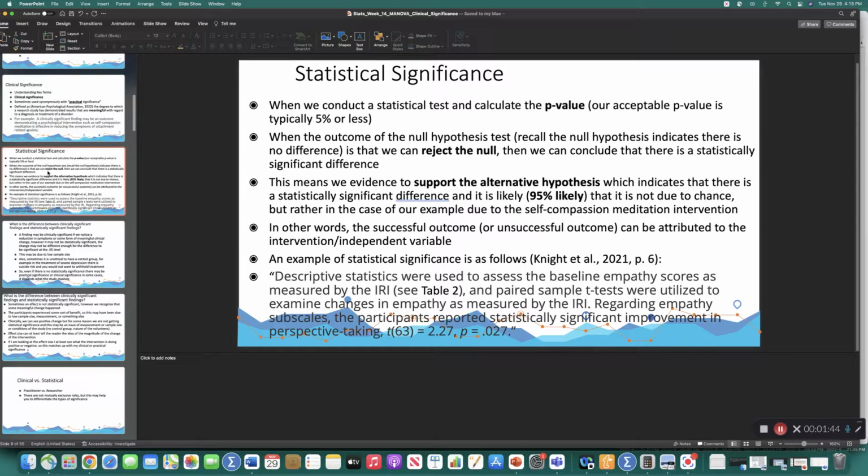An example of statistical significance is demonstrated in this quote from Knight and colleagues' 2021 article on creatively increasing empathy. It says, descriptive statistics were used to assess the baseline empathy scores as measured by the Interpersonal Reactivity Index, and paired sample t-tests were utilized to examine changes in empathy as measured by the Interpersonal Reactivity Index. Regarding empathy subscales, the participants reported statistically significant improvement in perspective taking, with the t-value equaling 2.26 and a p-value of 0.027. So we see the statistically significant finding indicates that the researchers rejected their null hypothesis and concluded that their empathy training did lead to an increase in empathy scores from pre-test to post-test.